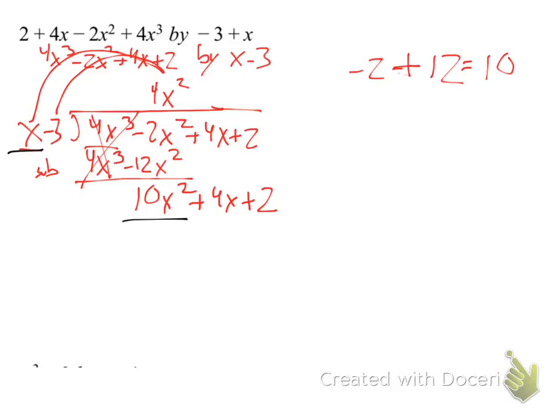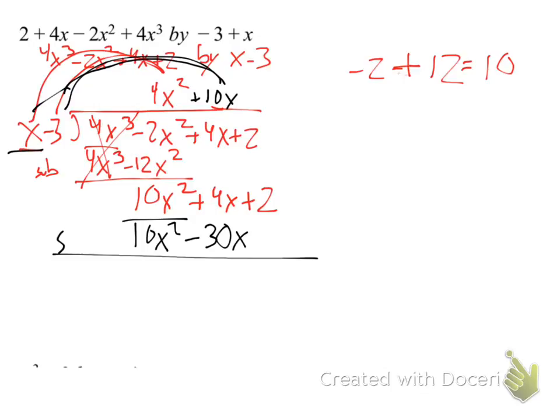It is times positive 10x. And since it's an x, I'm going to put it over the x column. 10x times, ran out of room there, okay. x is 10x squared. 10x times a negative 3, there you go, 30x. And I'm going to subtract. 10x squared minus 10x squared, there's 0. It's awesome.